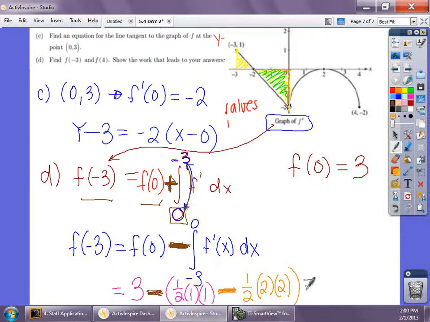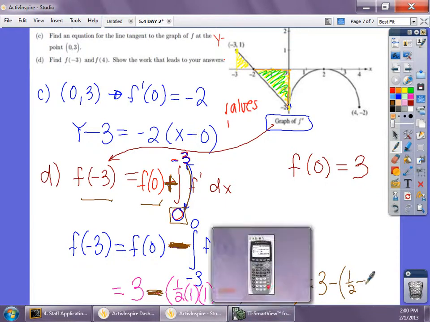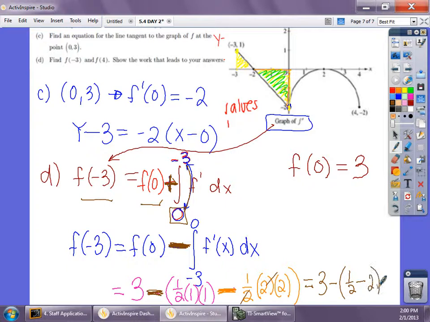So my final answer becomes 3 minus 1/2 minus 2. So I'm going to have to go up this way and give you 3 minus negative 3/2. So obviously, we end up with 6. Am I right to say that that's 6, 7, 8, 9, and the final answer becomes 9/2, if I did my math right? If I didn't, someone mention it, please. All right, so there is f of negative 3. That is a value of 9/2.